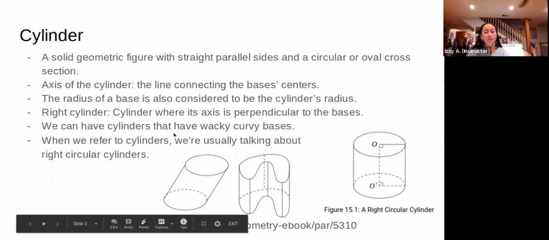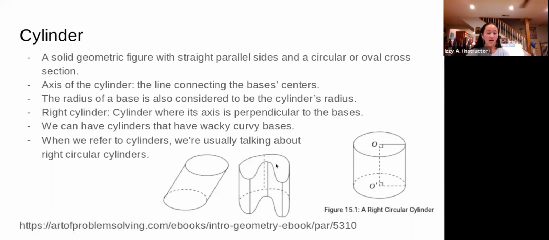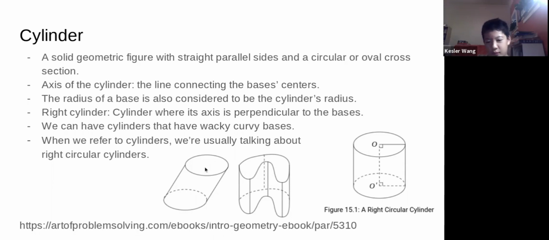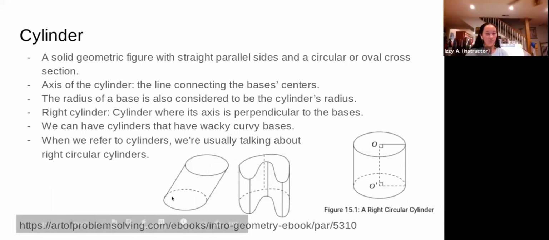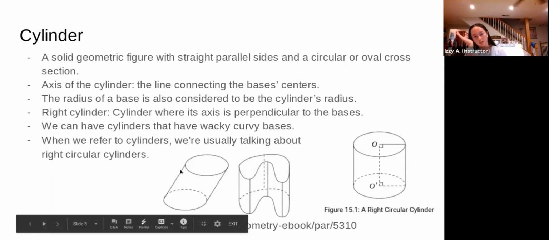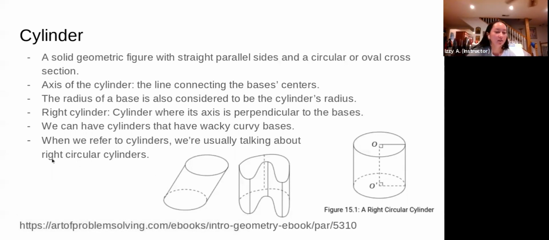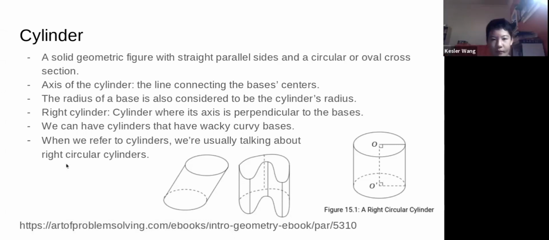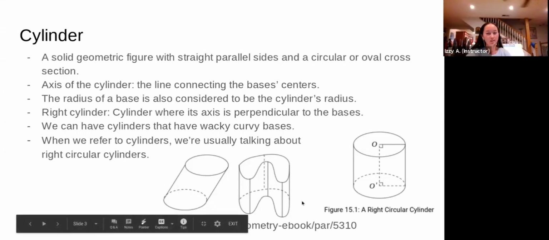And we can have cylinders that have wacky curvy bases. So for example, we have these two cylinders. This is still a cylinder. It's kind of a weird cylinder. This is also still a cylinder. I'm pretty sure this is called a parallelepiped cylinder because it's slanted. And when we refer to cylinders, we're usually talking about right circular cylinders. So we usually don't deal with these wacky looking cylinders too much. We deal with more of the general right circular cylinder.